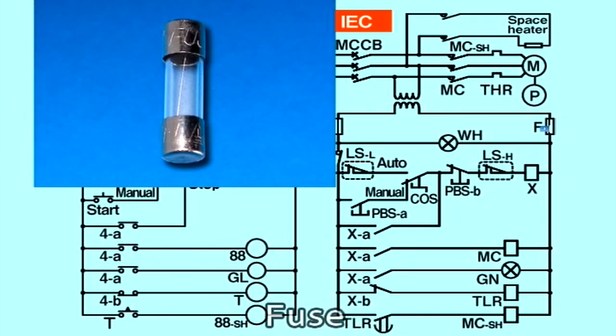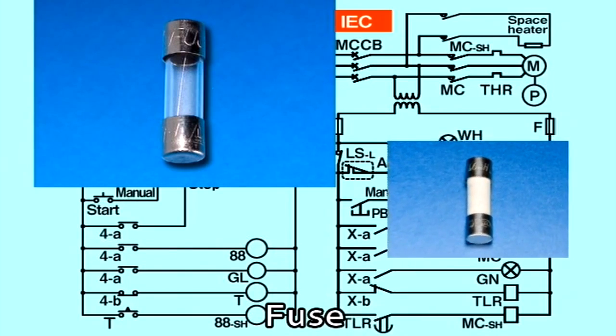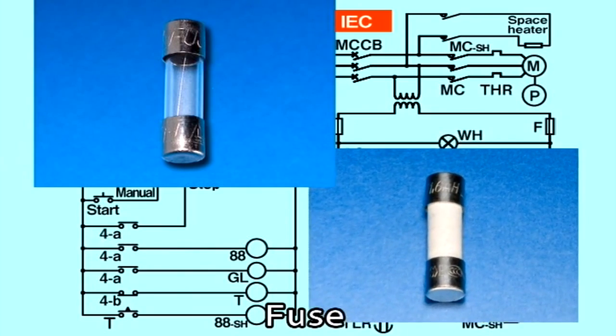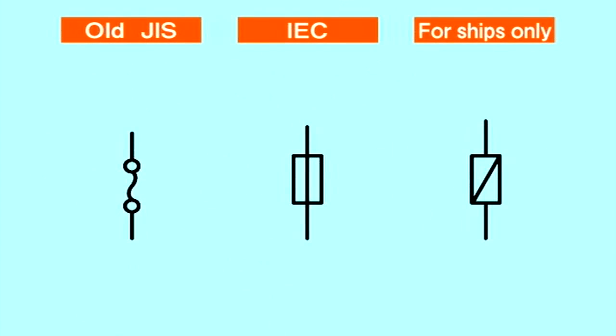The fuse cuts off the electrical circuit when current exceeding a preset value flows through the circuit. The fuse protects various circuits, the main and control circuits, for example, from overcurrent. However, once a fuse is blown, it cannot be reused and must be replaced.